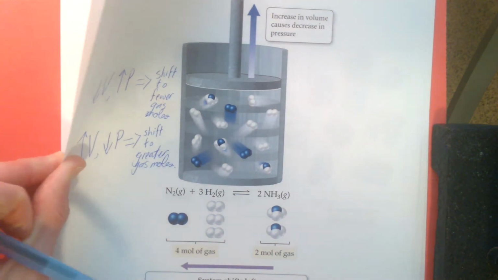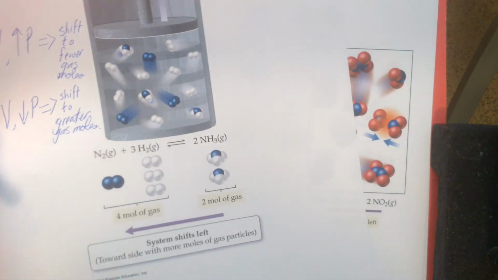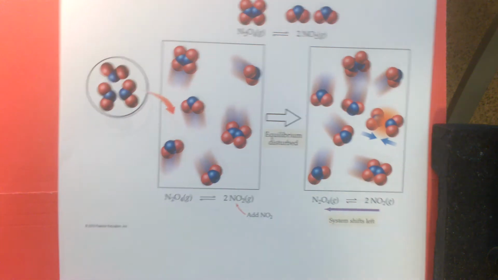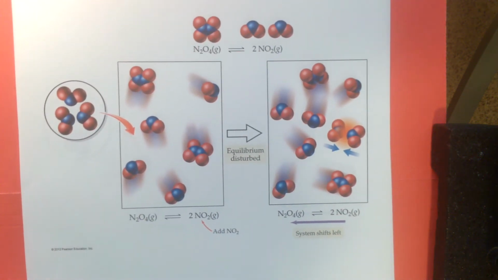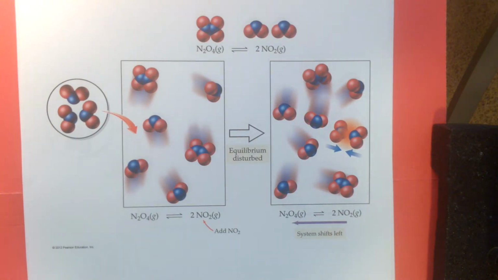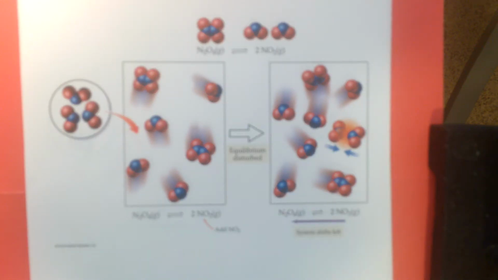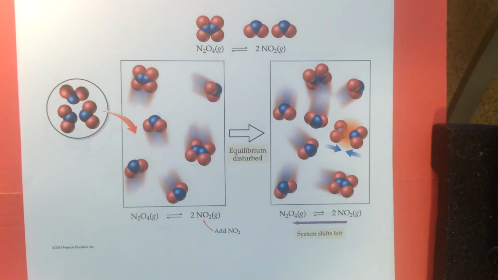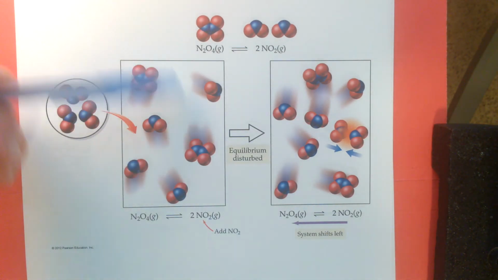Okay? All right, let's take a look at another picture here of a reaction system in equilibrium. Here we've got some N2O4, so dinitrogen tetroxide gas. And we've got some NO2 gas. There we go. All right, so here's our system.